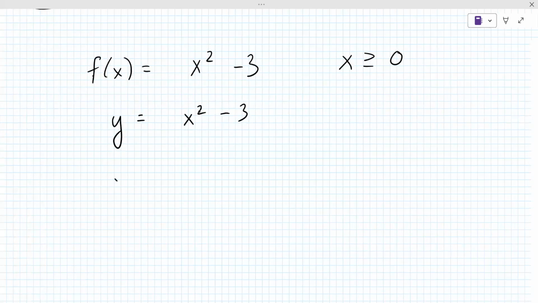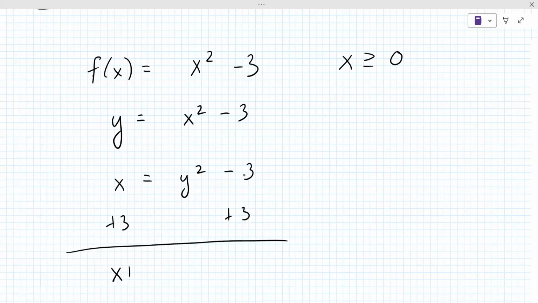Okay, you switch x and y. No difference. But now when we solve for y, we still have to undo this number first. We're going to add 3 to both sides. But how do you undo a square? You square root it. Square root it, exactly.